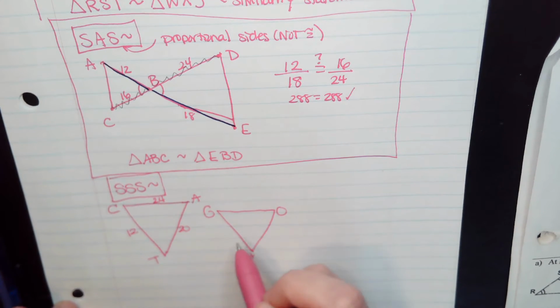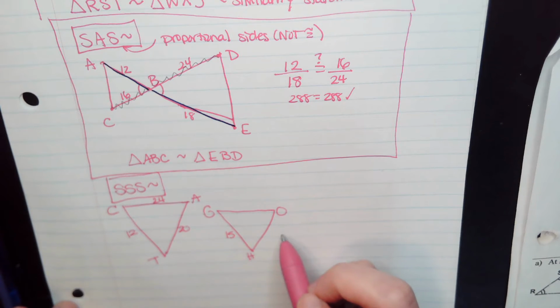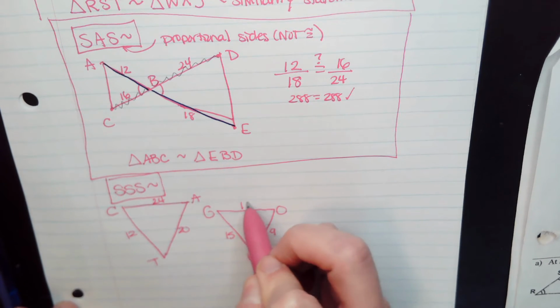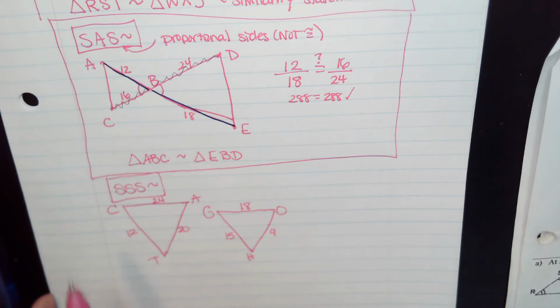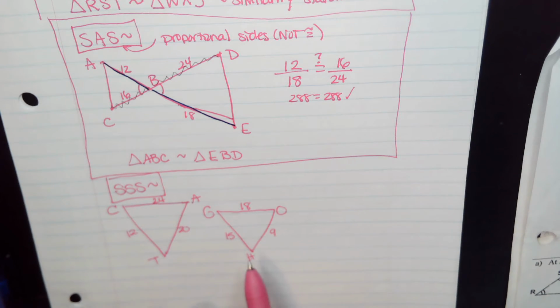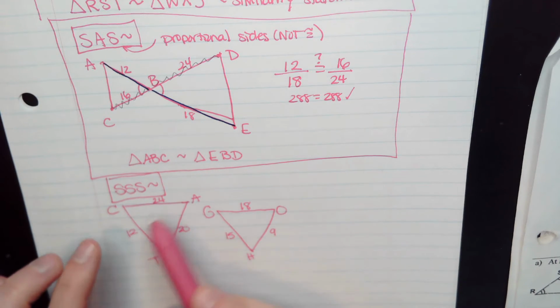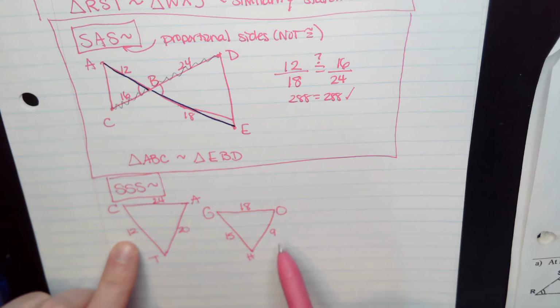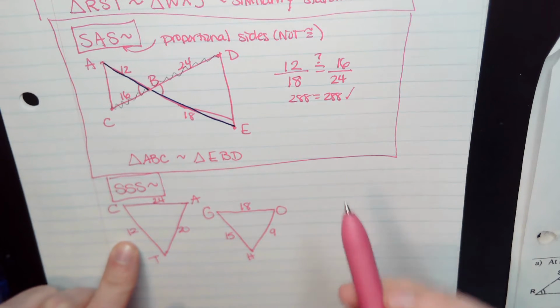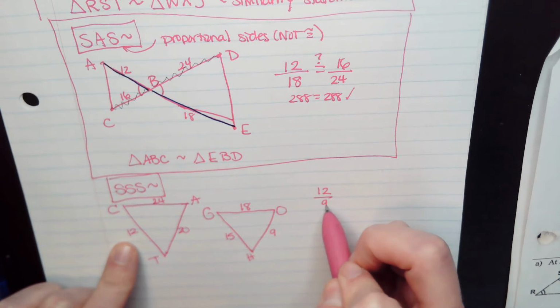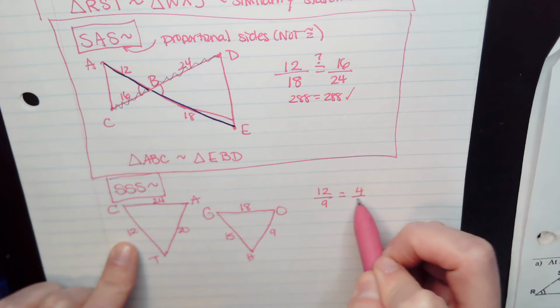Again, we're not talking that the sides are congruent, because they're not going to be, because one triangle is smaller than the other. We want to show that all three are proportional. So again, to make it the easiest for yourself, take the smallest of the three sides first. So that's 12, and the smallest side over here is 9. So let's do 12 over 9. That reduces to 4 over 3.